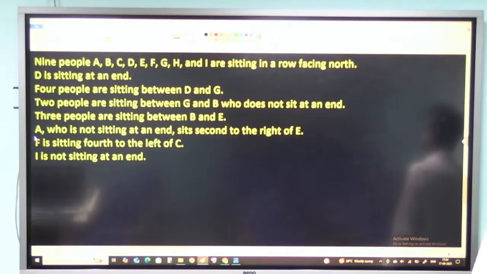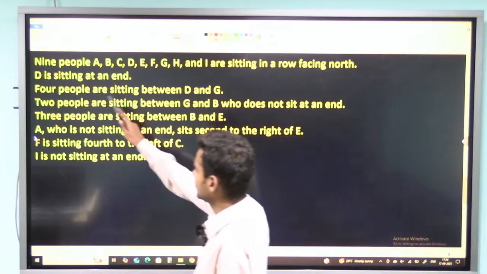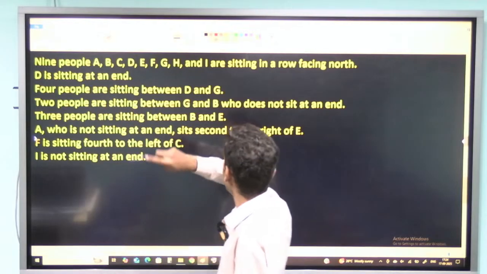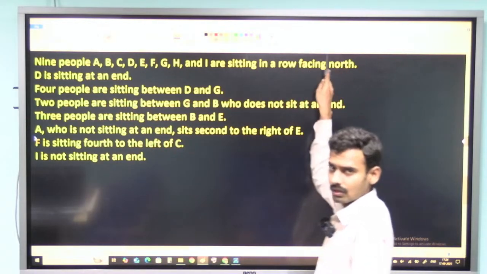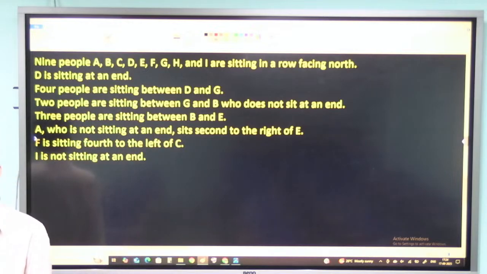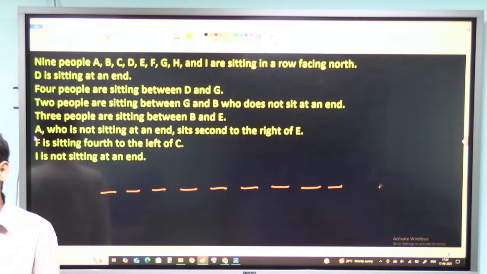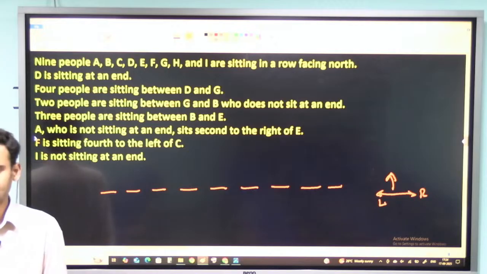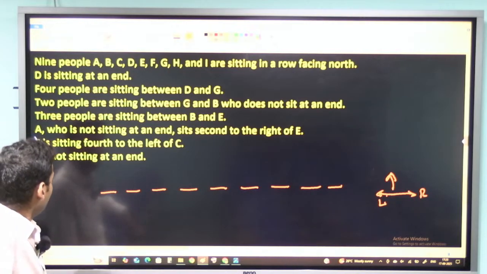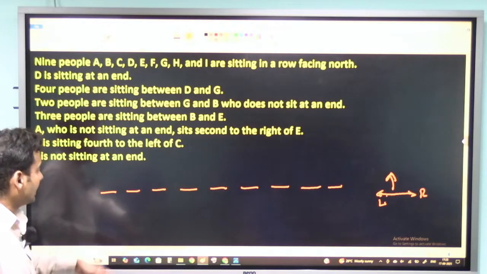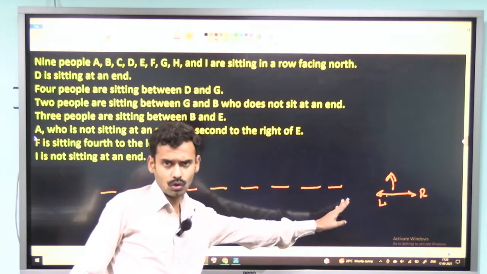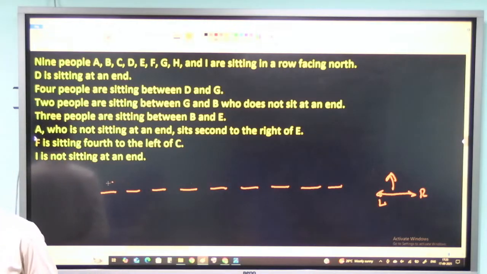Now the first step, as I said, is creating the base. Creating the base is like I need to create places for 9 people and all are sitting in a row and all of them are facing north. This is the first condition. So let me consider 9 places in the row. 1, 2, 3, 4, 5, 6, 7, 8, 9 and all are facing north. So if all are facing north, this will be my right side and this will be my left side. This we have discussed in the last class. Then D is sitting at the end, but we don't know whether D is sitting at this end or this end. So obviously I need to make the cases. I will make 2 cases here. D can sit at this end or D can sit at this end.